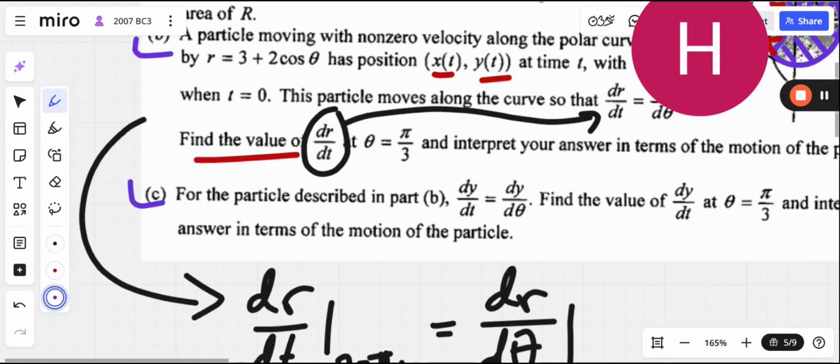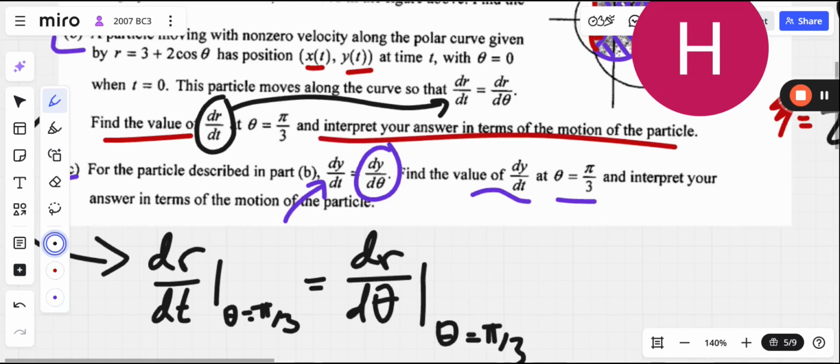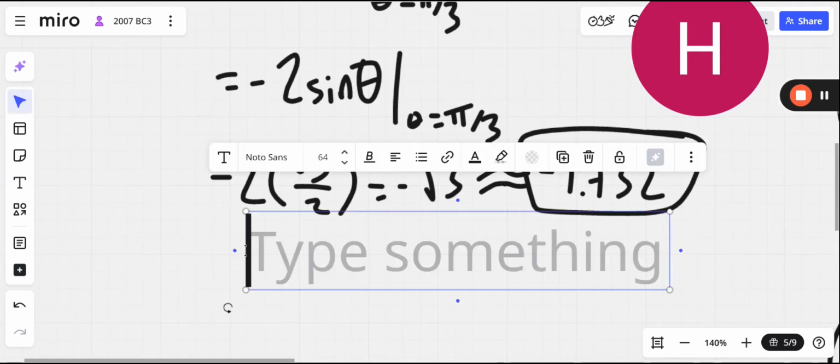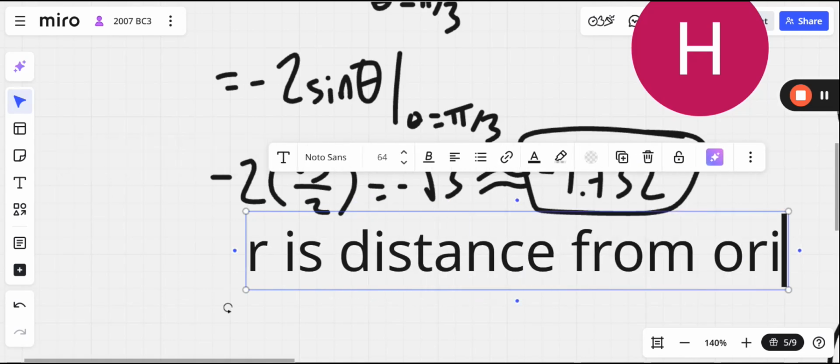All right, part C. For the particle described, find the value of dy/dt. And it tells us that dy/dt is dy/d theta. It also says to interpret your answer in terms of motion of the particle. So we need to do that. If dr/d theta is negative, what does r stand for? r is distance from origin.